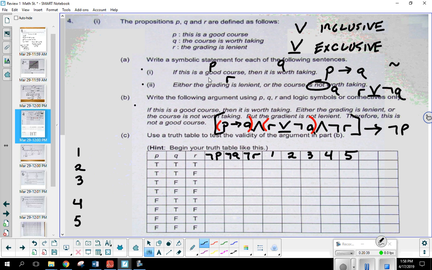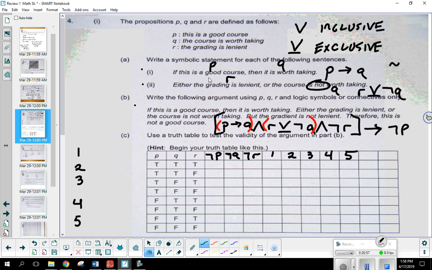Okay, so let's go ahead and create the truth table to see what kind of argument we have. Does anybody remember, what if we get nothing but falses? That's a contradiction. What if we get nothing but truths? That's a tautology. Tautology, there we go.